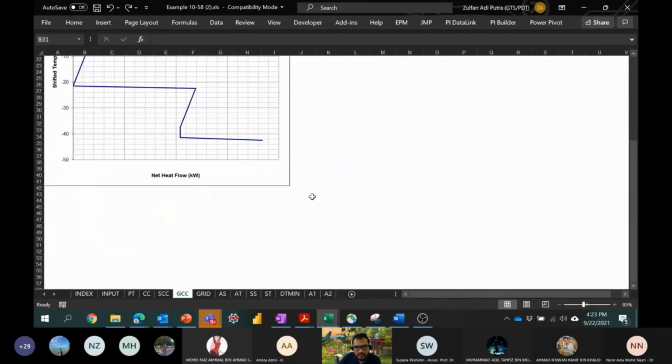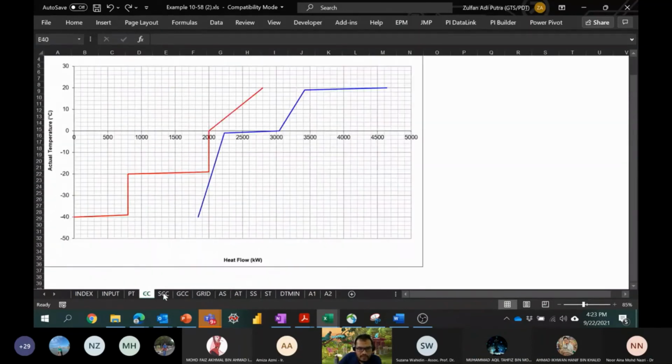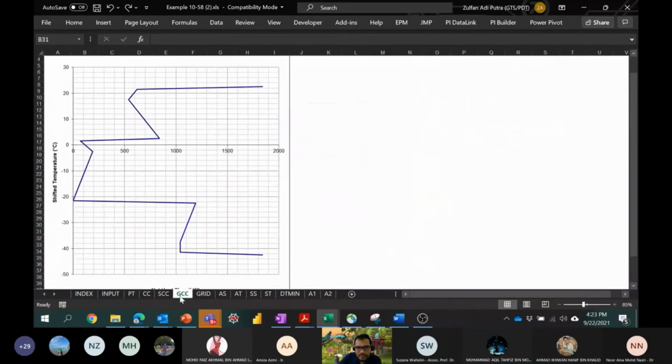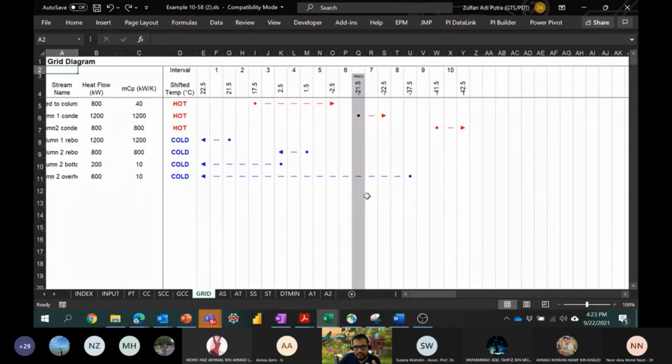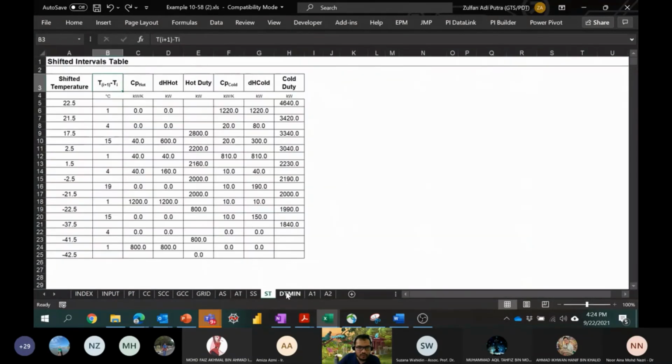So we can see the grid diagram is over here. So we can quickly see, having this and that, and also obviously we need to have the numbers. This is enough for our first point to investigate what the options are to recover heat. This one is the grid diagram. We cannot design the heat exchanger automatically, so we have to design it manually, like I showed before for this heat exchanger network. And the rest is not so important.